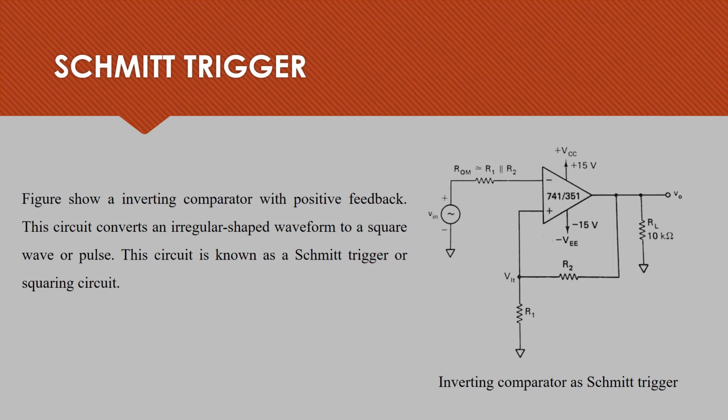Now we'll talk of the Schmitt trigger. This is an inverting comparator as a Schmitt trigger, that is, an inverting comparator with positive feedback. The circuit converts irregular shaped waveforms to square waves or pulses, and that is what a Schmitt trigger, or squaring circuit, is.